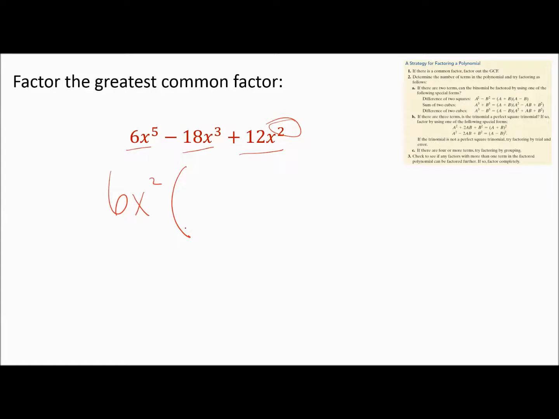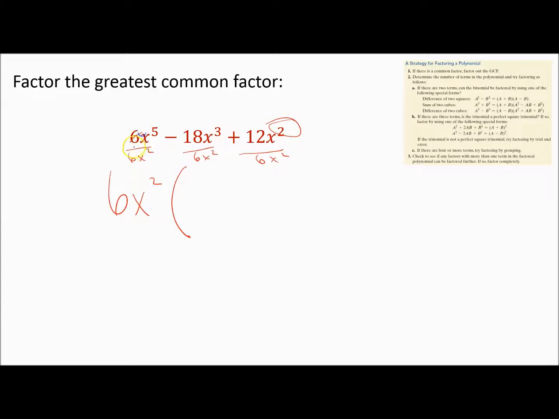This is like reverse distributive property is what it is. Okay, now you really are dividing. So I'm dividing this by 6x squared, I'm dividing this by 6x squared, and dividing this by 6x squared. Now you don't have to write that down, but I want everybody to see what's really going on.